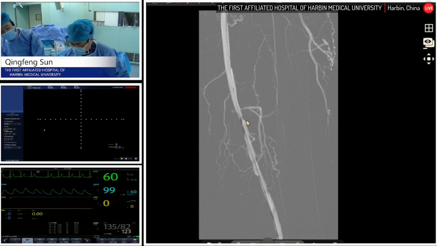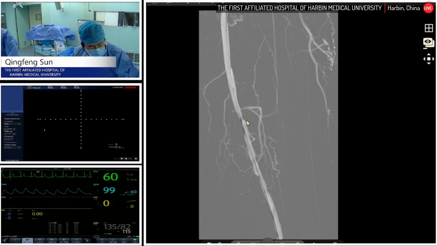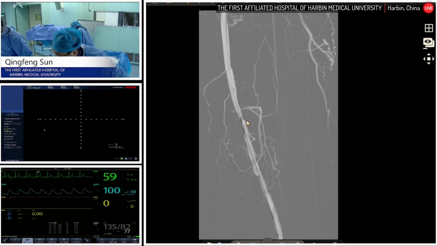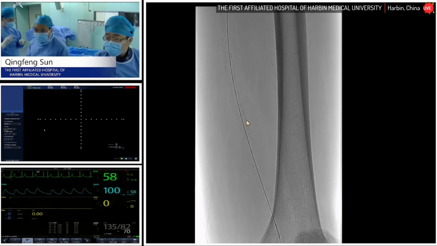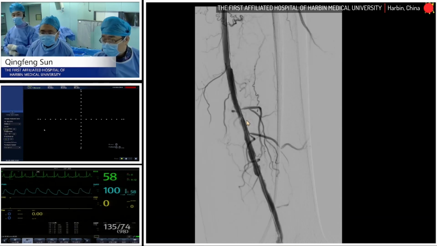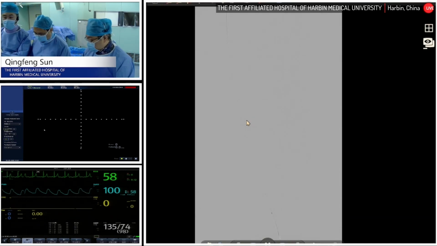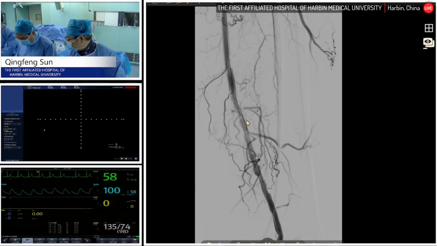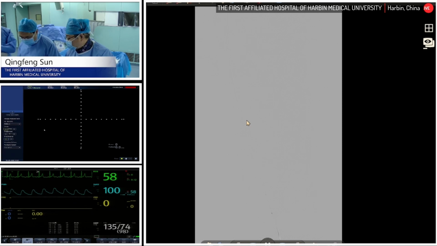So this is the 6 balloon, right? It's the 5 balloon. Oh, 5 balloon. Okay, the next one is 6. We will do the angiography and use the balloon. Here we go. You can see. Looks good, right? Hopefully it's still good for the last one.